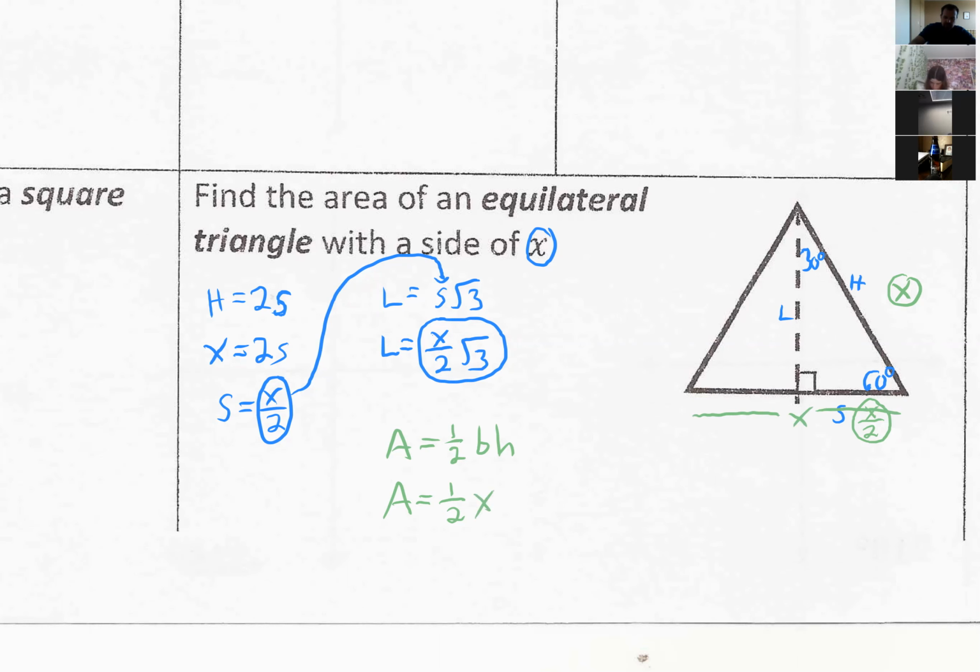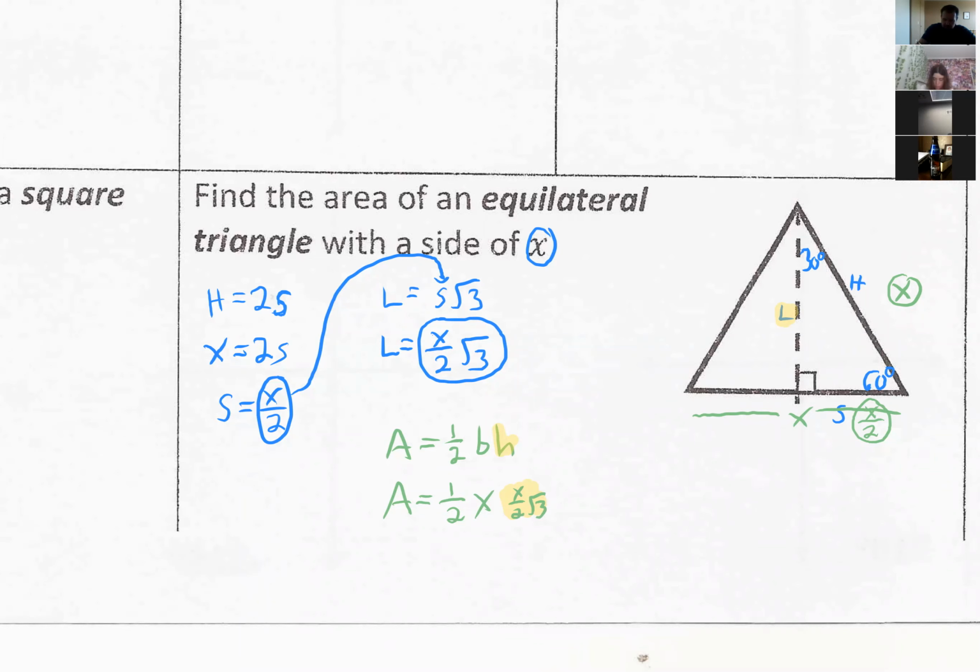If you want to find the height, the height is the same as L. So we just solved for L. L was x over 2 radical 3. So this is actually a problem from last night's homework, or Monday night's homework, which was due today. So if you want to find the area of an equilateral triangle, you can also find it using special right triangles.